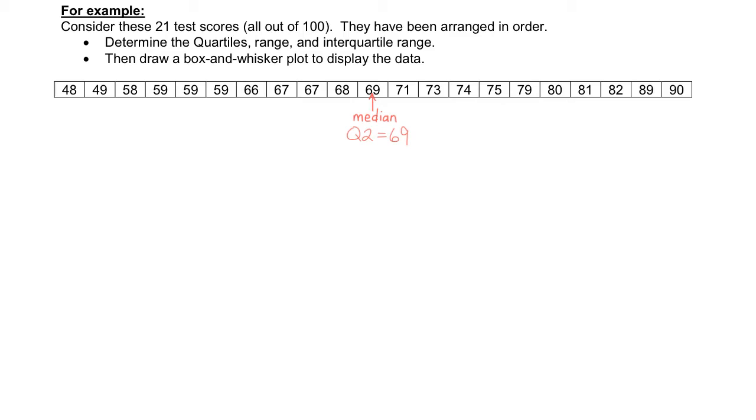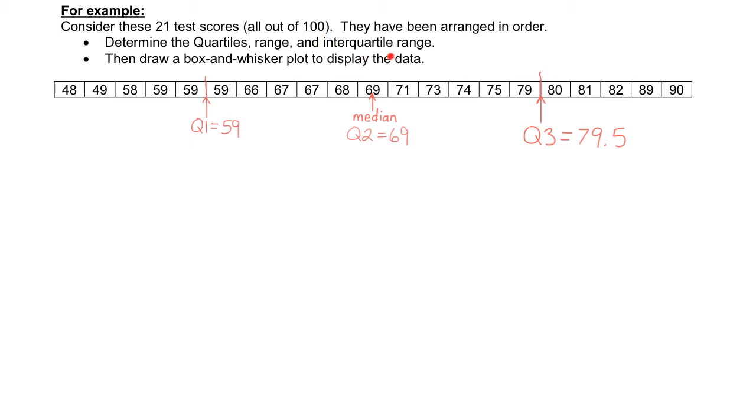Now to find the first and the third quartile, I have to look at this half of the list and just find the median of that half of the list. It ends up being right in between these two values. It's between 59 and 59, so the first quartile, or Q1, is just 59. If I look at the second half of the list, I have to find the median of that part. It ends up being right in between 79 and 80. So my third quartile, Q3, is 79.5.